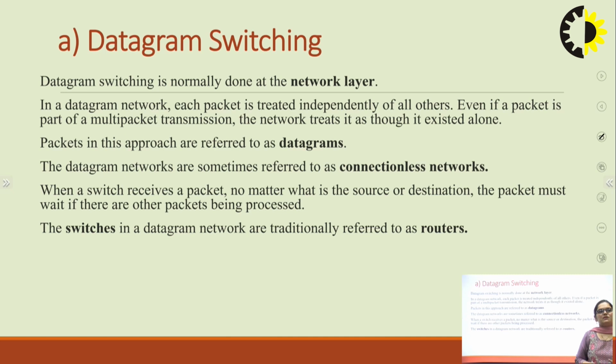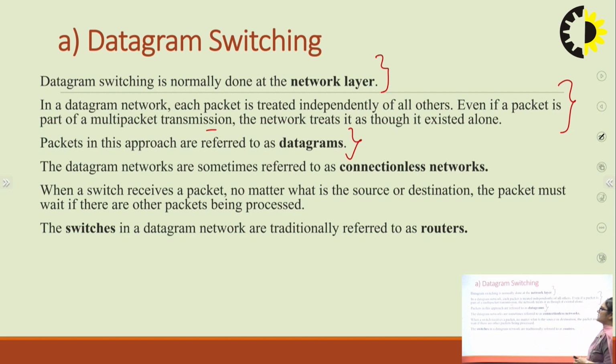In datagram switching, it is normally performed at the network layer of the OSI model. In a datagram network, each packet is treated independently of all other packets. Even if a packet is part of a multi-packet transmission, the network treats it as though it exists alone. It means each packet is considered an independent packet. In this approach, the packets are referred to as datagrams. That's why it is known as the datagram switching method.